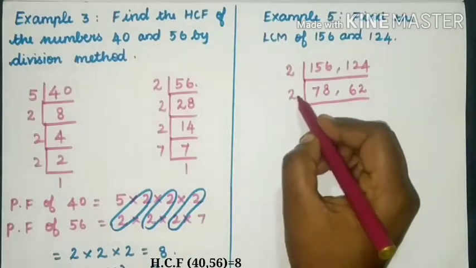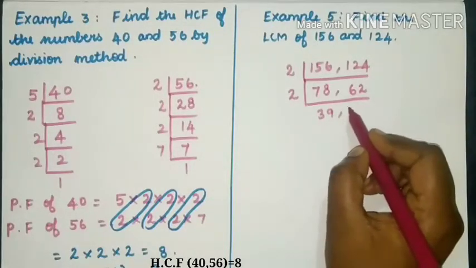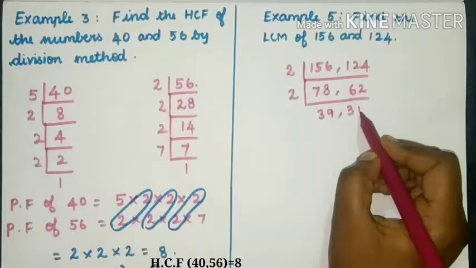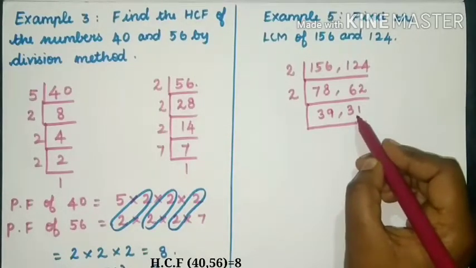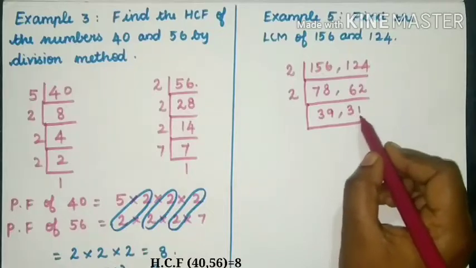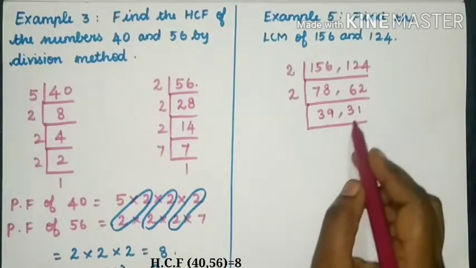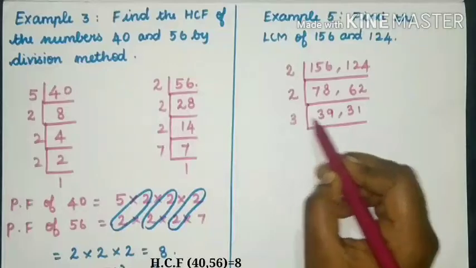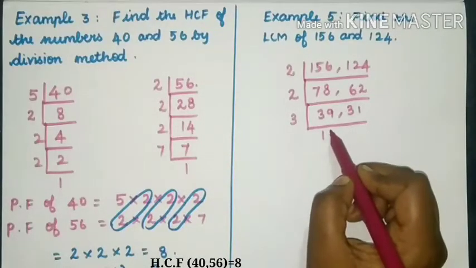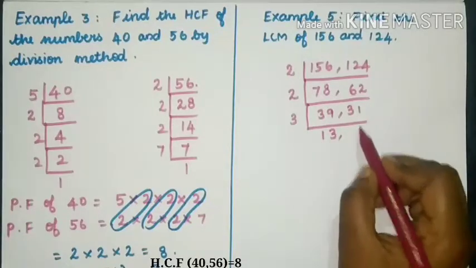Again let's start with 2 table. 2 thirty-nines are 78. 2 thirty-ones are 62. See, here 31 is a prime number, so it is not divisible by any other number. It is only divisible by 31. So leave this number. 39. 39 is divisible by 3 table. 3 ones are 3. 3 threes are 9. So 3 thirteens are 39.